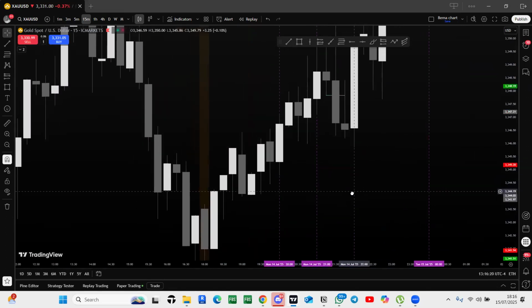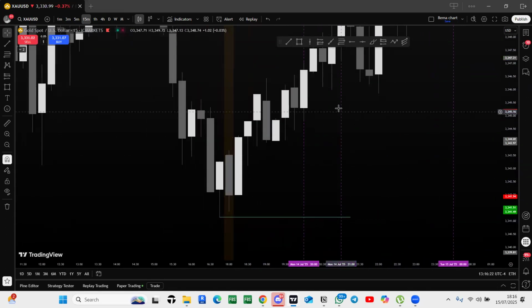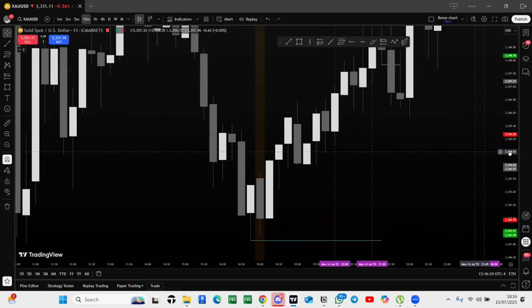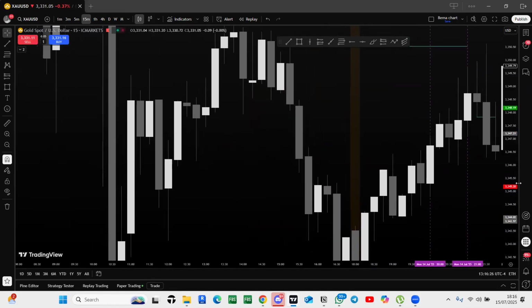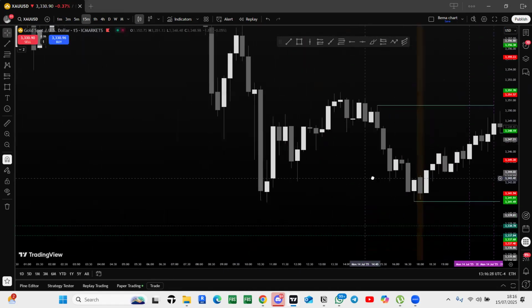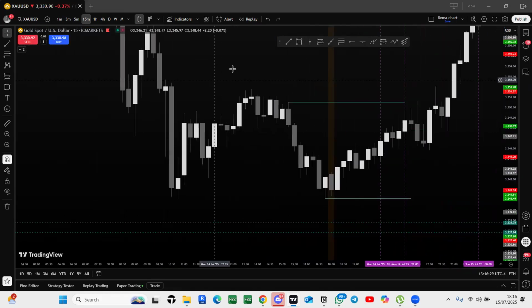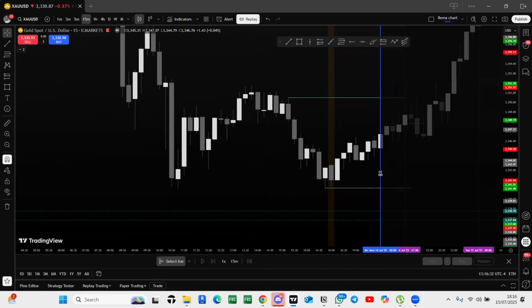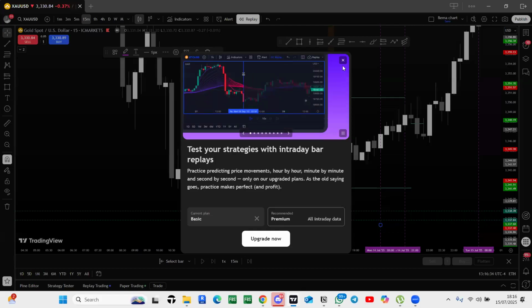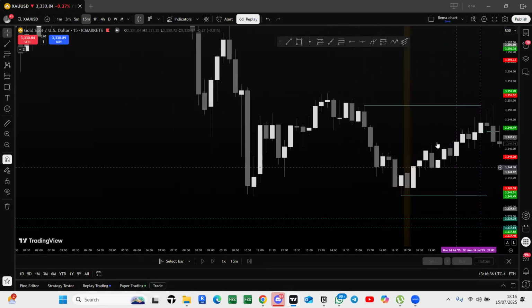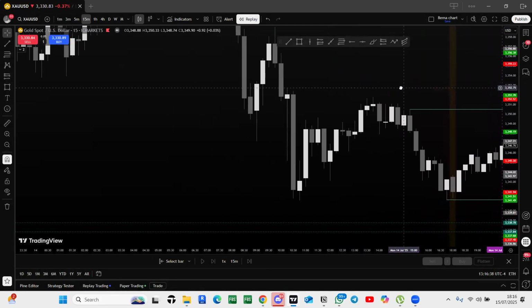Very simple. At this point in my trading, all these candles are not there. Can I even do the replay? Let me see if I can do the replay. No, I can't. I'm using a free version, so I can't do the replay. But I'm seeing something like this. That's what I'm seeing at 9 a.m. This white candle opens here.